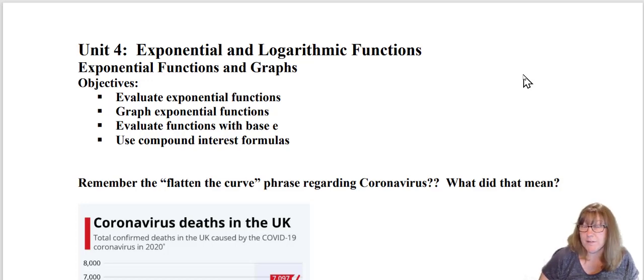Welcome to Unit 4, the study of exponential and logarithmic functions. This is kind of a fun unit. I think there's a lot of fun things in here that allow you to do things that you couldn't do before. So I really like this unit. We are first going to talk about exponential functions. First of all, defining what that means, evaluating an exponential function, and then graphing the exponential function. We'll look at a later video to do the second two objectives that you see here.